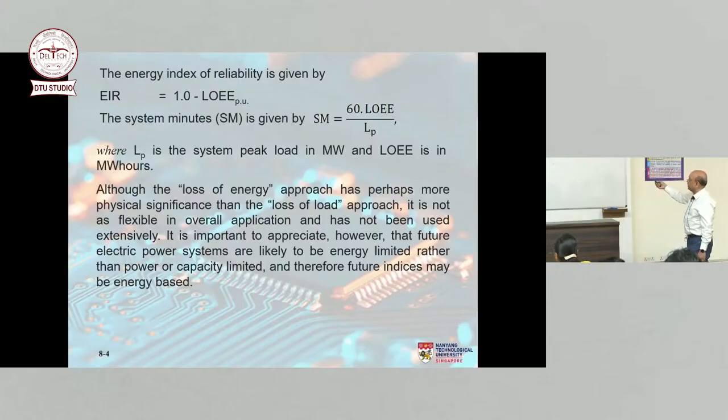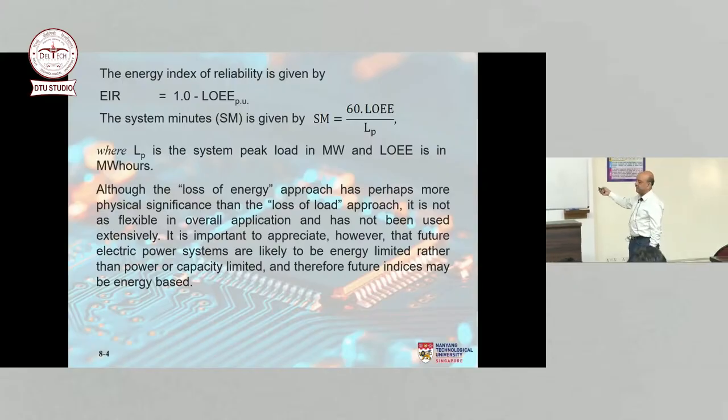So although the loss of energy approach has perhaps more physical significance than the loss of load approach, which we saw earlier today, it has limited applications. We haven't been using it as much. The most popular index, as you have heard me say, is still the LOLE, not the LOEE, yeah? As it happens, because maybe it's simpler to calculate, maybe from a customer perspective, hours per year, days per year is enough, yeah, rather than energy. Not many people understand energy, yeah, but hours per year is easier to interpret, so maybe that's one of the reasons, okay?